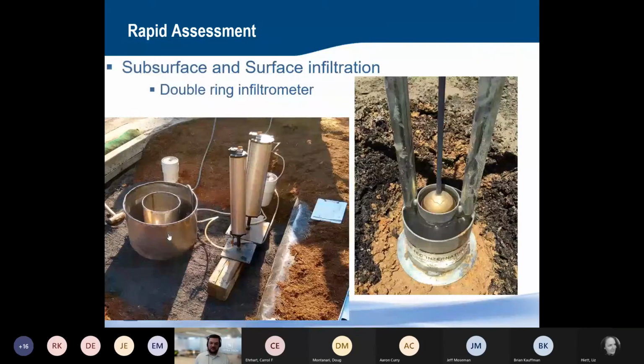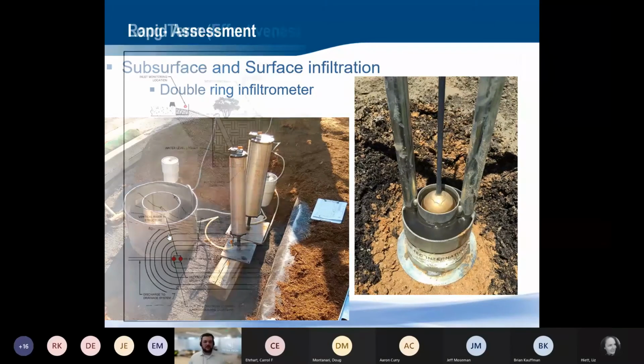You could definitely get more sophisticated with the full double ring infiltrometer test. But I like the one on the right, the Turf Tech infiltrometers. Those are pretty easy to use. Just essentially fill that up with water and time it. So it can be a pretty quick test.